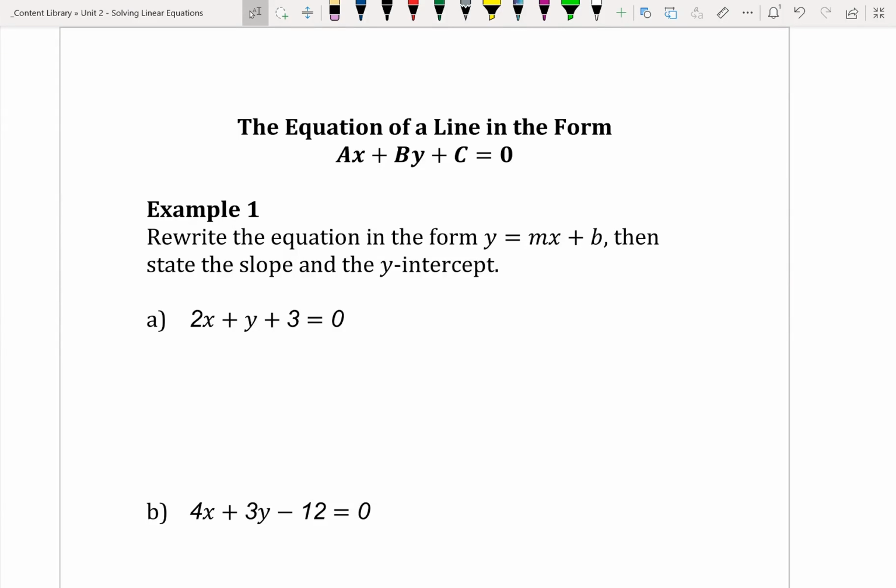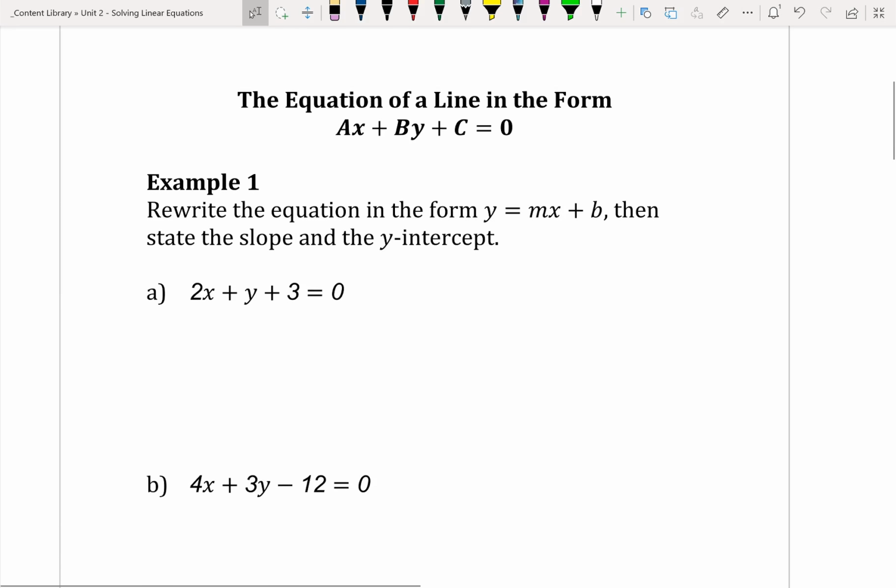In today's note, we're going to be looking at the equation of a line in the form ax plus by plus c equals 0. So the first thing we want to do is rewrite the equation in the form y equals mx plus b, and then state the slope and the y-intercept. Two things we want to remember from our first unit: our m value represents our slope, which is rise over run, and b represents our y-intercept.